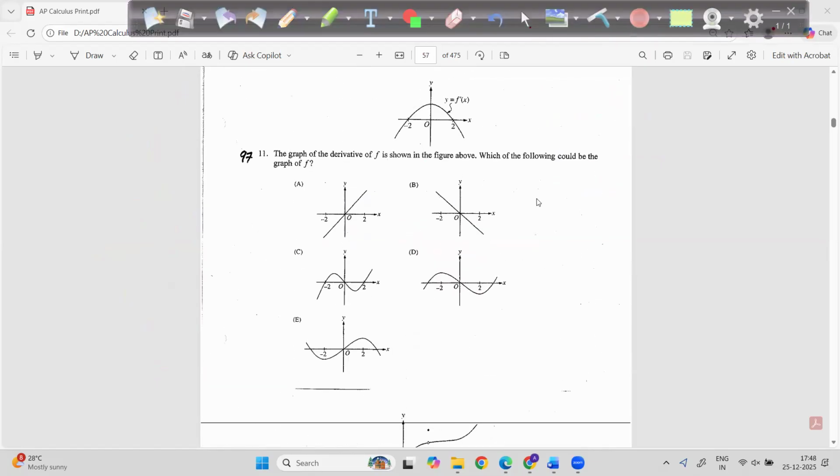Yeah, please see, they had given a function. Now simple. These questions have become very simple for us. So they gave f dash x, they're asking which of the following could be the graph of f. I think the same question they're asking in a different way.